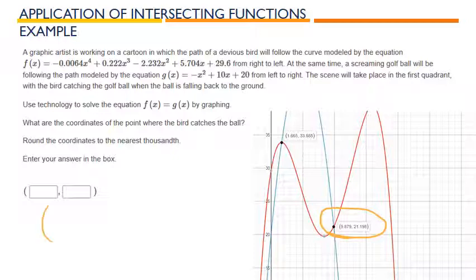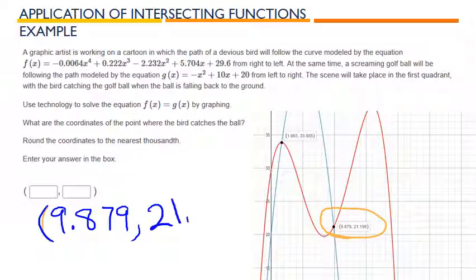So we have the point. Let me write it in a darker color. That point is (9.879, 21.198). So at that point, that is where the bird is going to catch the golf ball as it falls back down.